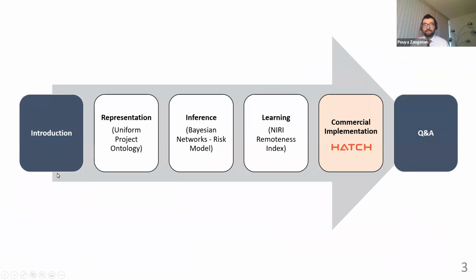These are the content essentially of my presentation. I would talk about the three main phases of my research: representation, inference, and learning. And towards the end, I talked about how we essentially came to try to implement some of these in a commercial manner within Hatch.